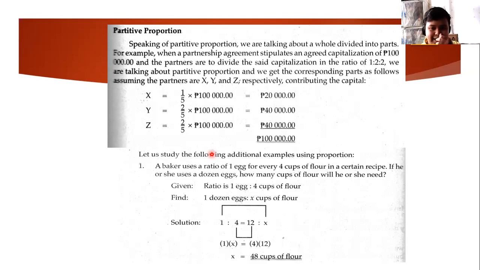So now, let's study additional examples of proportion. First, Baker Rao uses a ratio of 1 egg for every 4 cups of flour in a certain recipe.